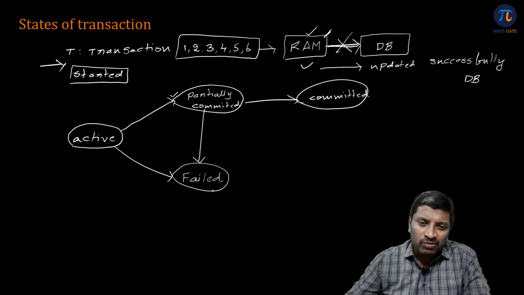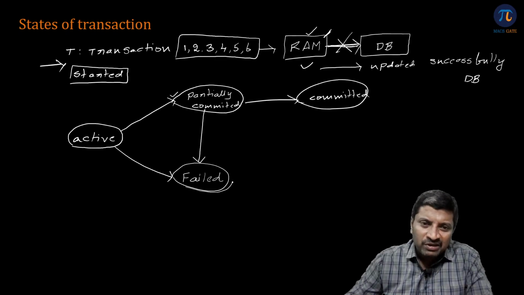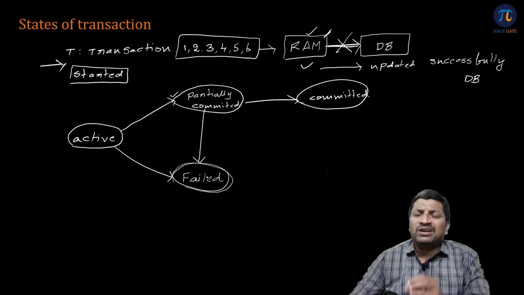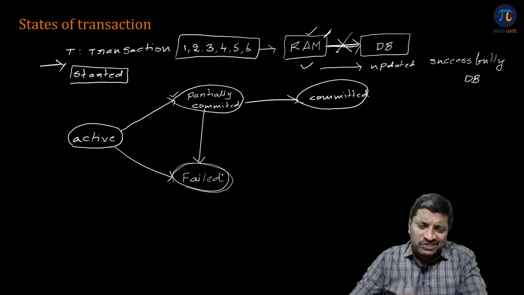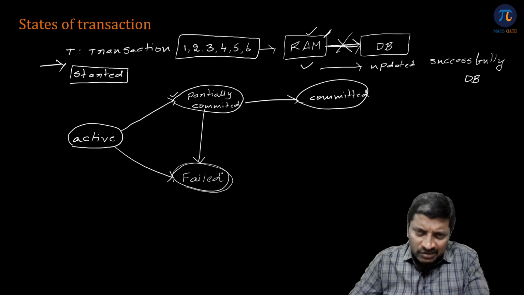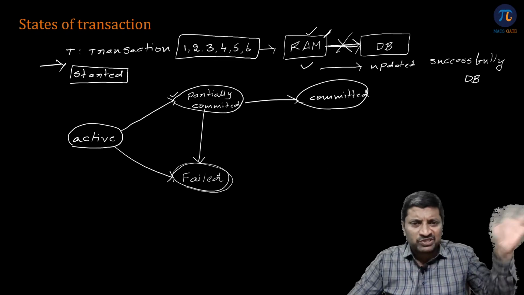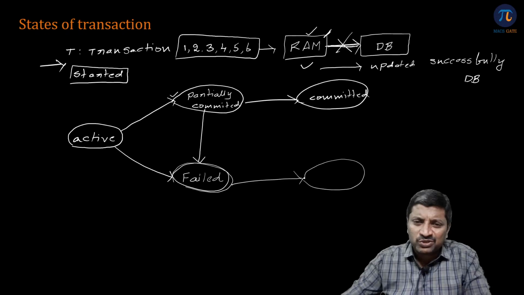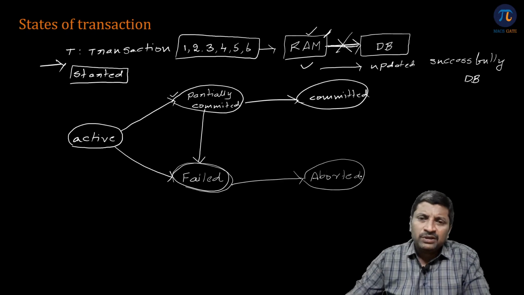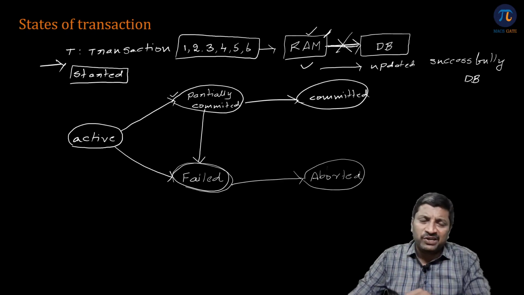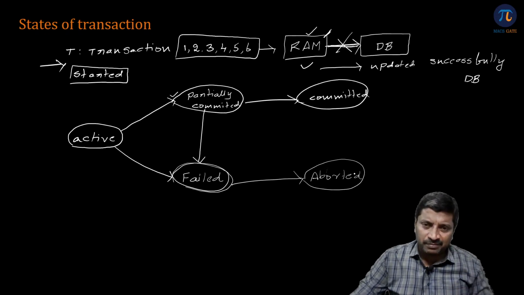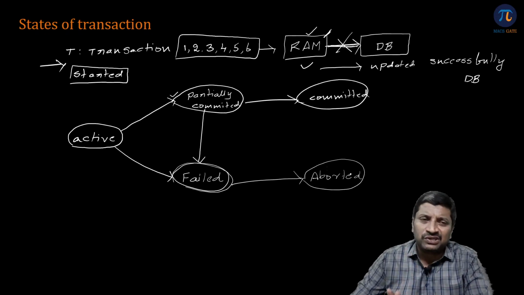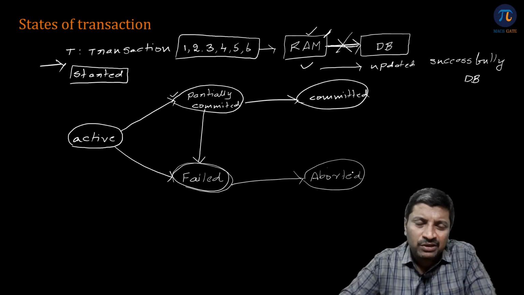Now whenever there is a failure, whatever the reason may be, whatever the percentage may be, if it is not 100%, then go to 0%. Going to 0% means rollback. Instead of rollback, we use the technical term aborted. So it was withdrawn from the computation, and it needs to start again from the beginning. So these are the states of the transaction. Hope you understood it.